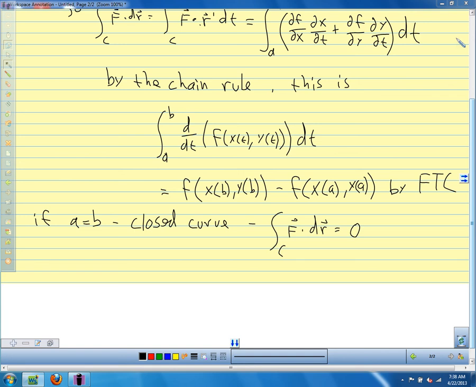So what we've shown here is that if F is conservative and continuous in some region, then the line integral of F along any curve from one fixed point to another is independent of the path we take between those points. So we call this independence of path. The line integral is independent of the path. So we're going to state that as a theorem.